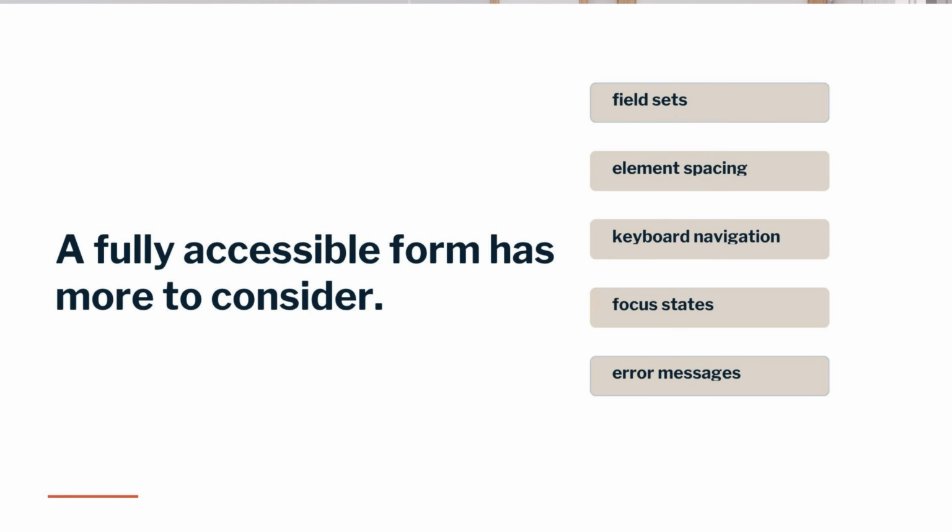If you have these covered, you're on your way to having an accessible form. We touched a bit on checking the color contrast on certain parts of your form, but there are a number of other considerations to ensure that your form is fully accessible, like field sets, which is grouping similar content together on your form, element spacing, keyboard navigation, focus states, and error messages. Forms are such a crucial part of your website. If people can't complete them, you're losing newsletter signups, project inquiries, and you could even be losing people at the point of checkout.